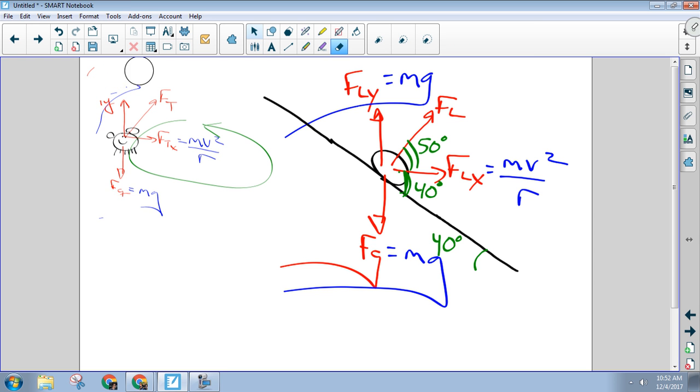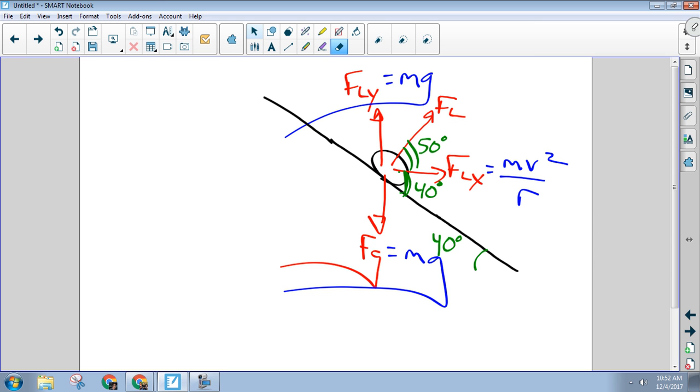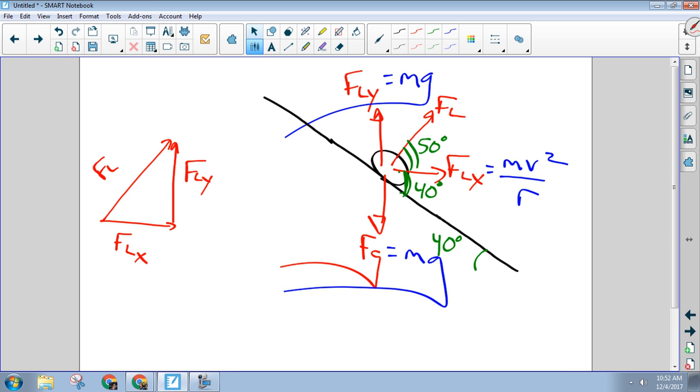So, I'm now looking at a lift force triangle that looks like this. Here's my lift. Here's the lift force in the x direction. Here's the lift force in the y direction. I know this is mg. I know this is mv squared over r. And I know this angle here is 50 degrees. As a quick side note, other than the angle, I haven't put any numbers in here yet. I really want to encourage you guys to try to solve problems this way.